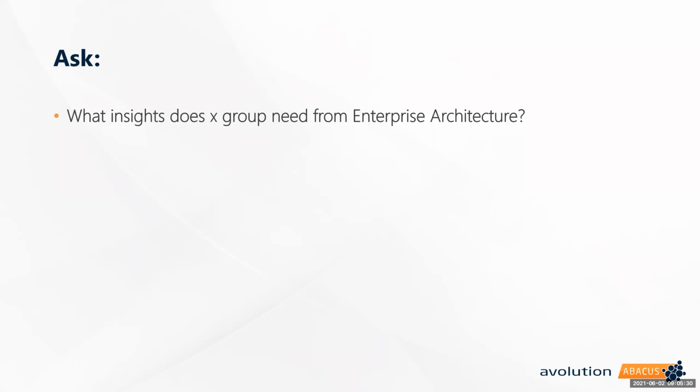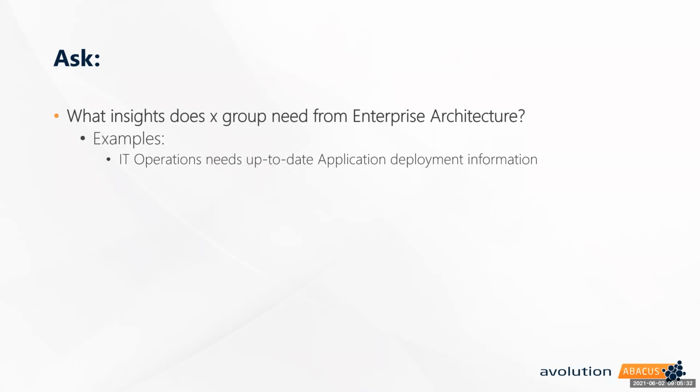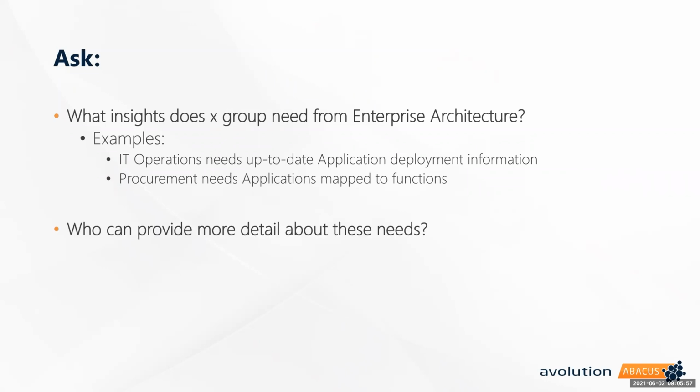Now, some examples of these insights could be IT operations needs up-to-date application deployment information, or procurement needs applications mapped to functions. Other examples might be end user IT needs role to application mappings, or new hires everywhere need easy access to process models. Next, you need to ask who can provide more detail about these needs.